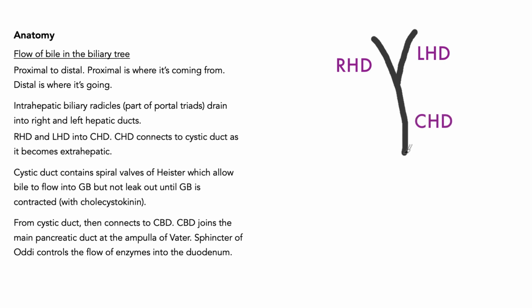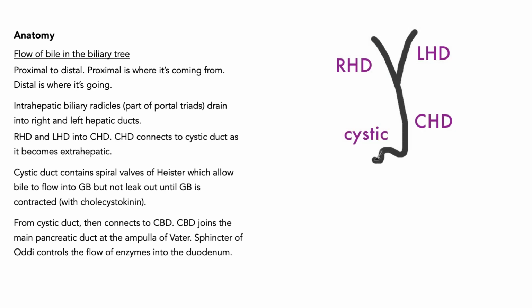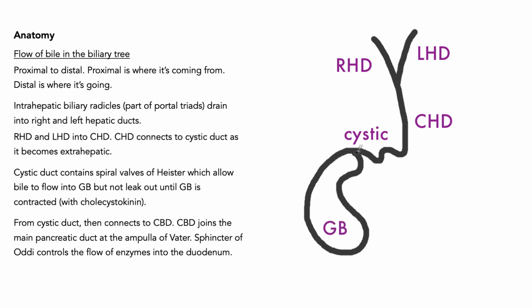Now at this point, all of our hepatic ducts are still intrahepatic. At some point, the CHD becomes extrahepatic as it connects to the cystic duct. Now the cystic duct is what connects the gallbladder to the rest of the biliary tree. So we have our cystic duct here, and then we have our gallbladder.